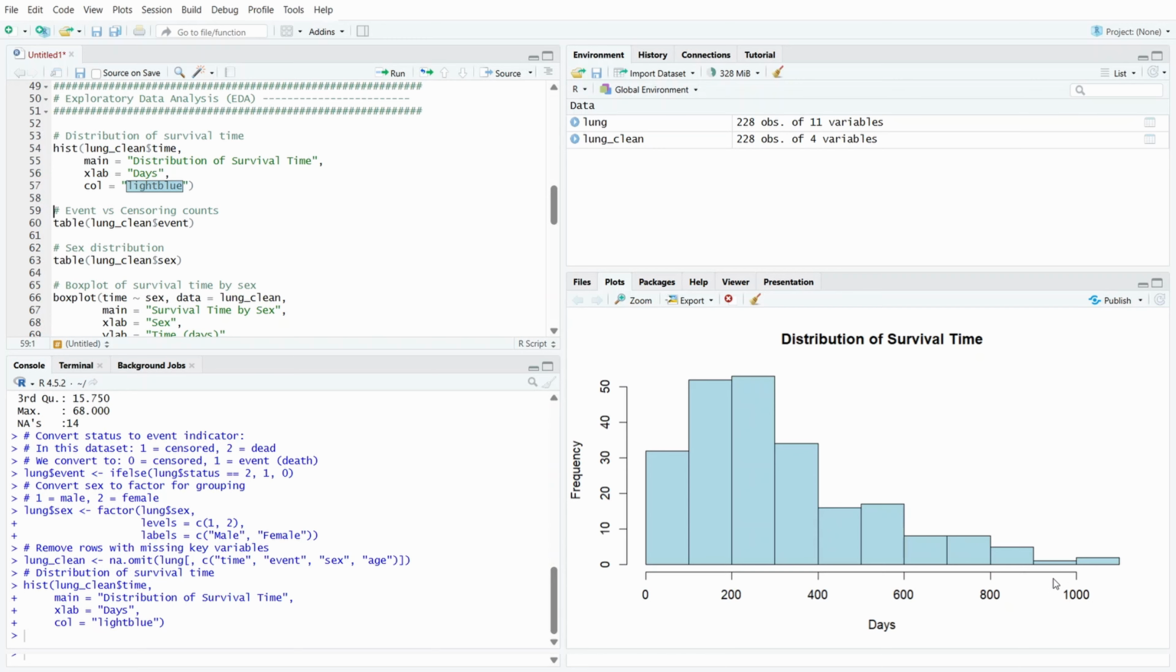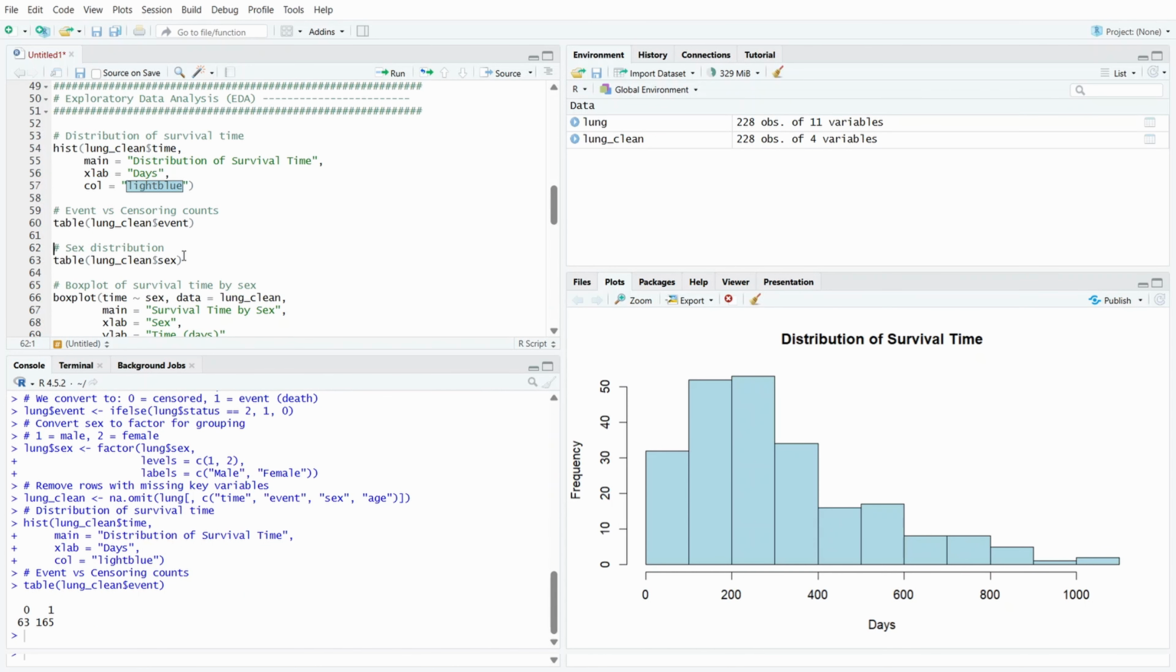Another thing to note is the spread. Survival times vary quite a bit, from very short durations to well over 2 years. This variability highlights the heterogeneity in patient outcomes. Overall, this plot reinforces a key takeaway. Most patients experience shorter survival times, but there's a meaningful minority who live substantially longer, which is critical to account for in survival analysis. We also look at the number of events versus censored observations and the distribution of patients by sex.